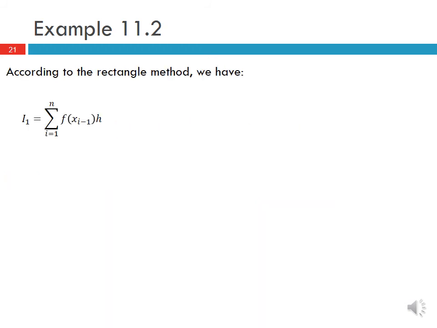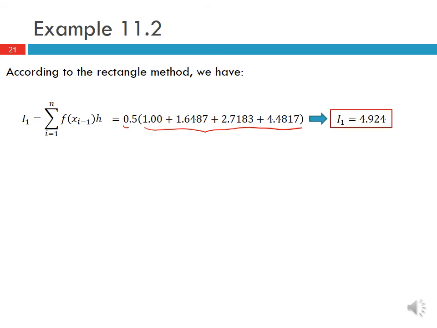Then, according to the rectangle method, for I1, we've got the sum as i goes from 1 to n of f of x_{i-1} times h. So that's just equal to h, which was our 0.5, times these function values at all of the x_{i-1}s. So this means our I1 is equal to 4.924.